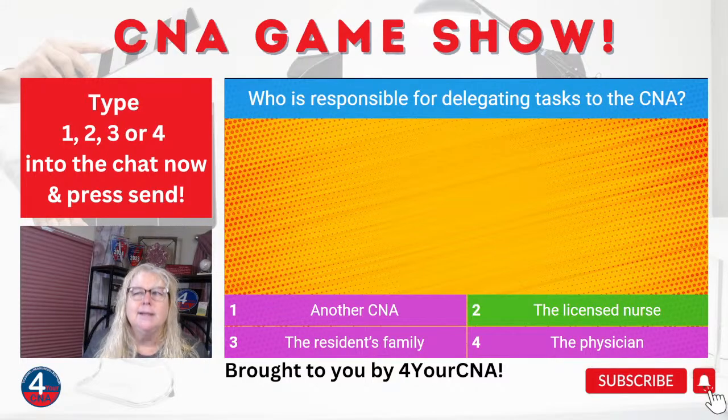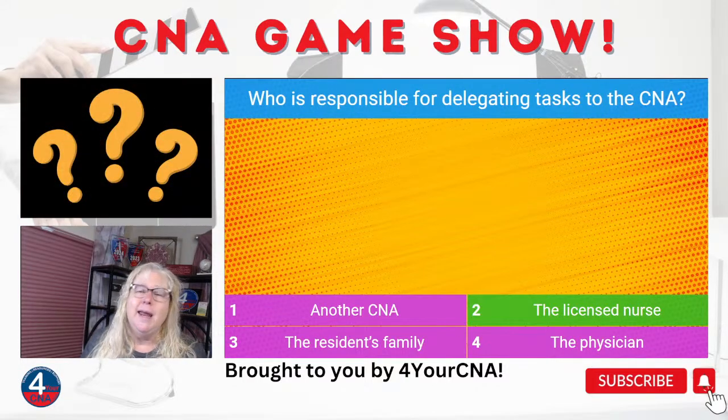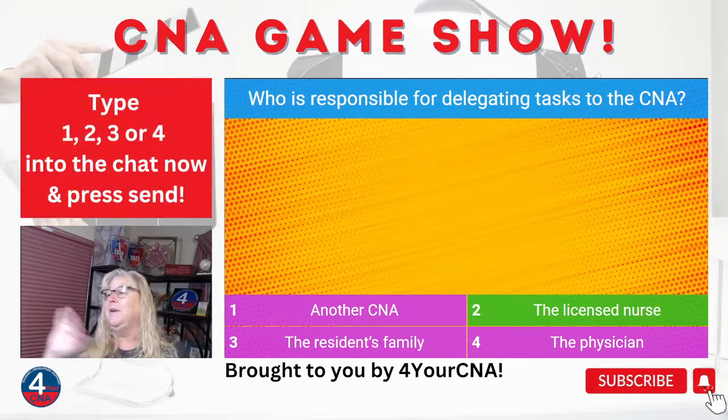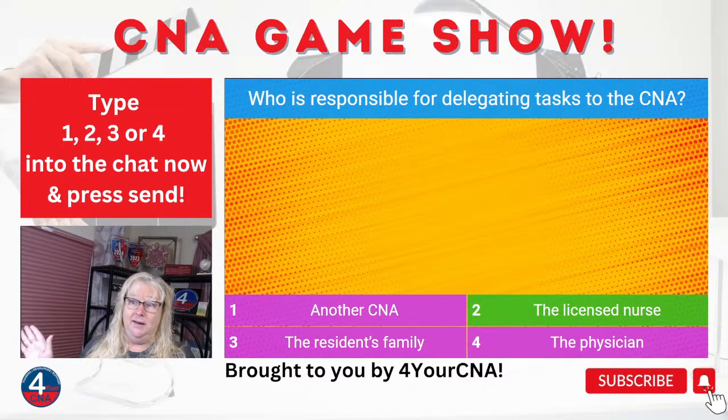CNAs are not able to delegate tasks to other CNAs, and you cannot take a task delegated by another CNA. Now, in some cases, if you're doing private home care, you might have picked 3, but this is not part of the nursing chain of command, and doctors have nothing to do with CNAs, nothing.